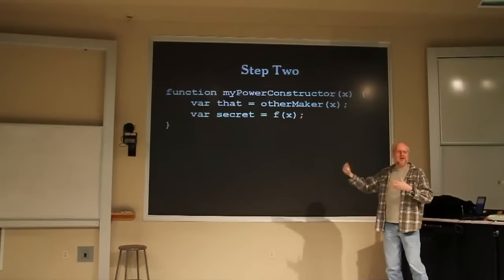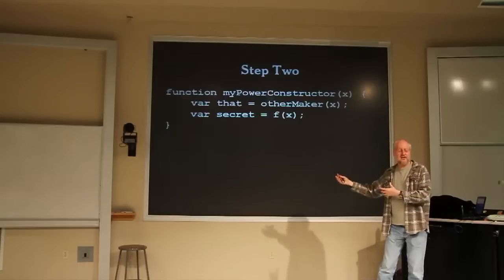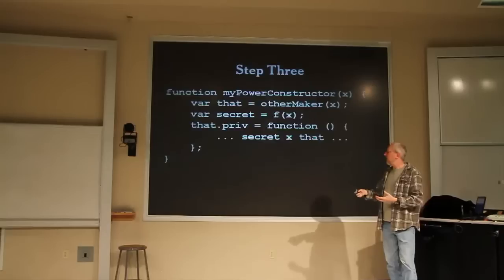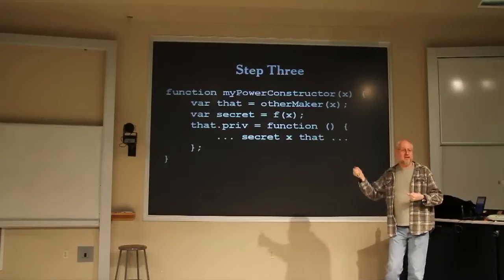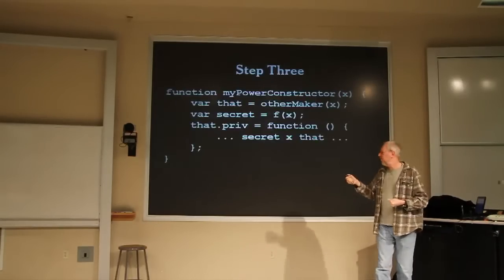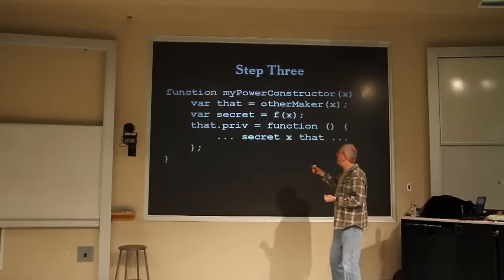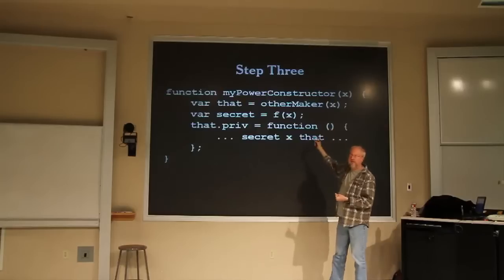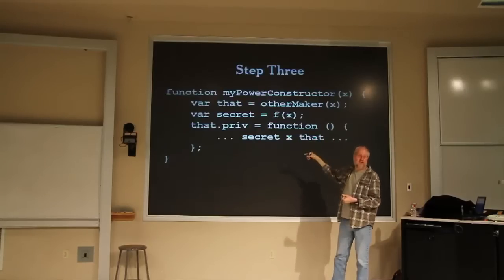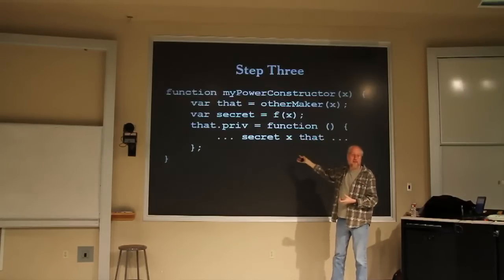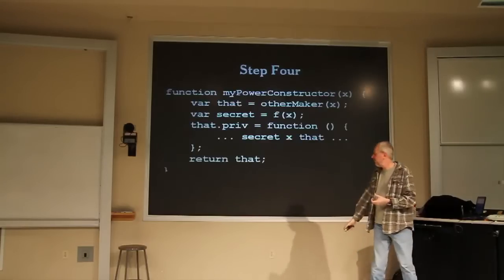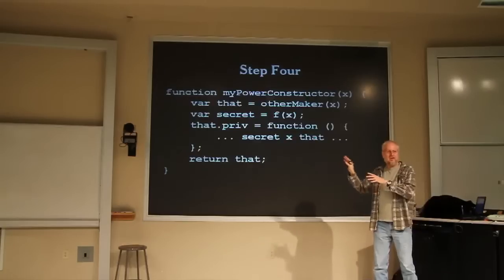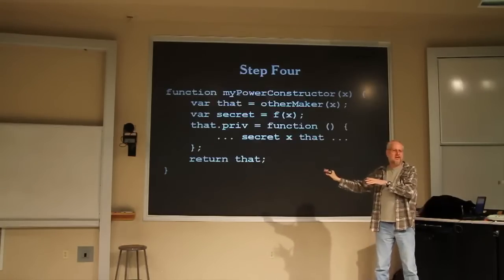And then step two, I can create my secret variables, and I can initialize them now, or I can initialize them later. And step three, I add my privileged methods to that. And the privileged methods will close over the secret variables that I created, over the parameters that were passed into the constructor, and that as well. Everything that's inside this function is available to these functions. And step four, I return that. That's it. So a very simple pattern. You can make powerful objects in this, and it's really easy.